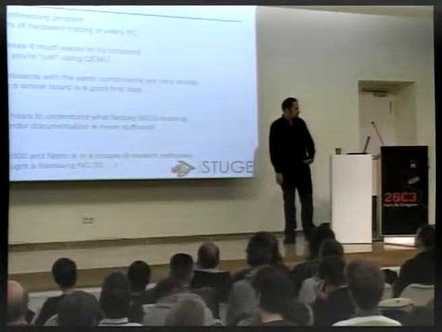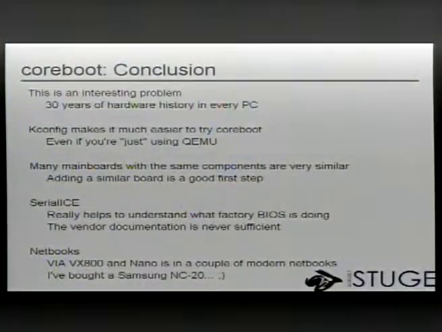So, conclusion, this firmware stuff, I think it's an interesting problem. I mean, we have 30 years of hardware history in every PC out there, and we need to know how to rub it the right way. Kconfig makes it a lot easier to get started using coreboot. Even if you're only playing with QEMU and you're running it emulated, it's still very easy to get going.